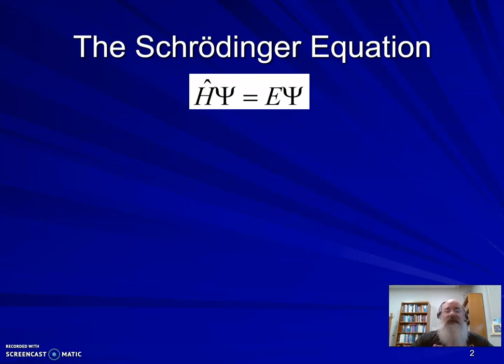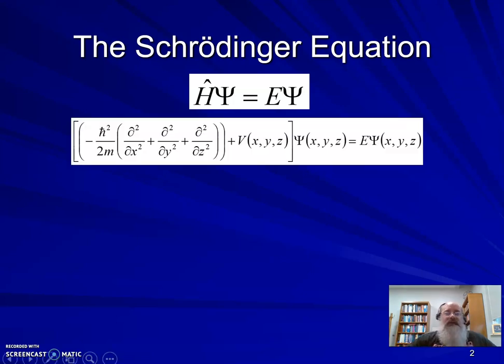We know that it's the Hamiltonian acting on a wave function, giving us the energy times the wave function. And so what's the Hamiltonian going to look like for the hydrogen atom? Well, it's very similar to what we've seen before. It's negative h bar squared over 2m times the second partial derivative with respect to x, plus with respect to y, plus with respect to z, of the wave function, plus a potential energy function times the wave function.